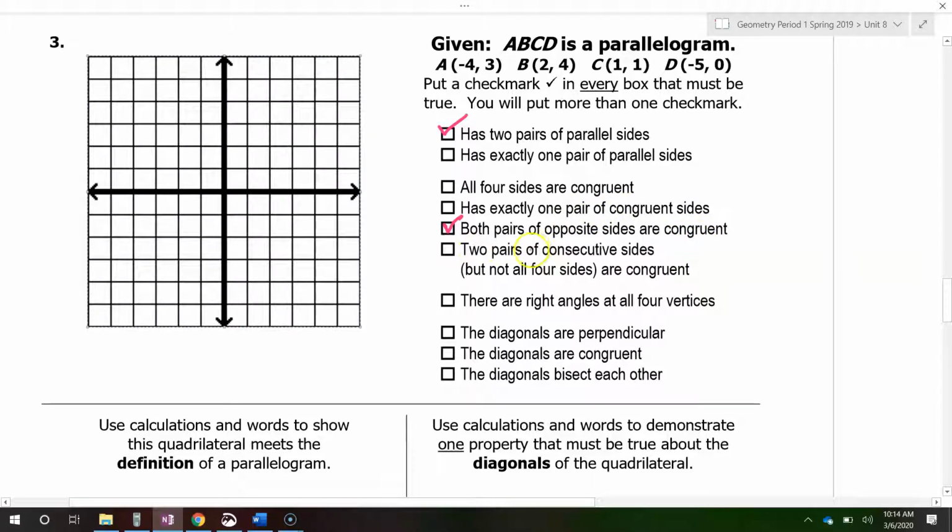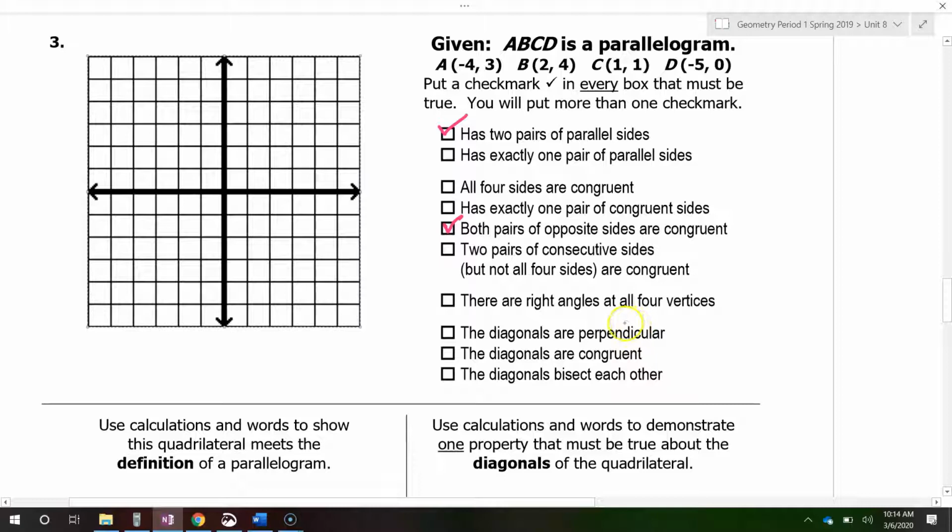Two pairs of consecutive sides congruent, but not all four? That would be a kite, the only thing that fits this description. Not a parallelogram. There are four right angles. Is that a thing for parallelograms? No, that's just rectangles.